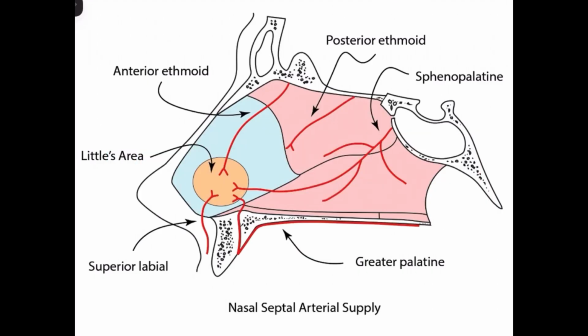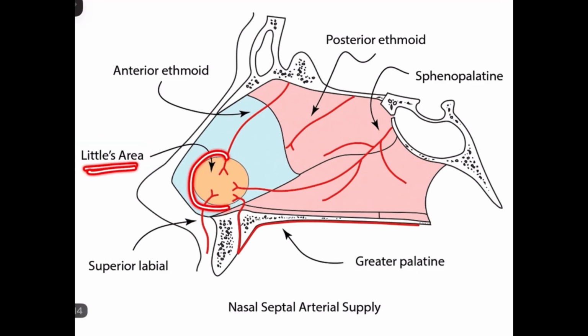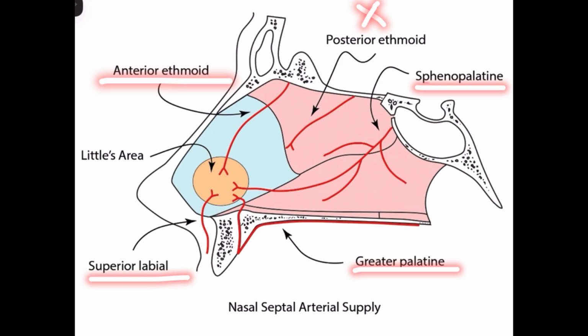Hello guys, let's explore more important additional aspects of the epistaxis and its management. Coming to one-liners, the most common site of the epistaxis in the children and young, obviously it's Little's area. Can we all just recap which arteries are included in the Little's area? Anterior ethmoid, sphenopalatine, greater palatine and superior labial. No posterior ethmoid, very important.